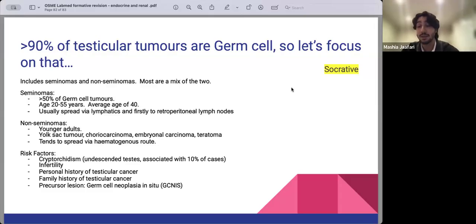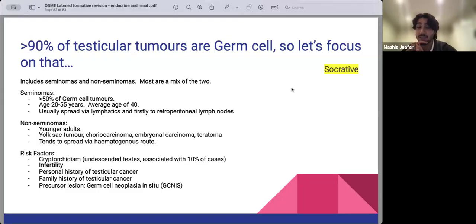Non-seminomas typically affect younger people than seminomas. That's your yolk sac tumor, your choriocarcinoma, your embryonal carcinoma, your teratoma. And they spread hematogenously. So that's one thing to remember: seminoma, older people, lymphatic spread. Non-seminoma, younger people, hematogenous spread. It can be useful to learn the different types of non-seminoma and the markers that go up in them, but I wouldn't worry too much about the exact histology of each.